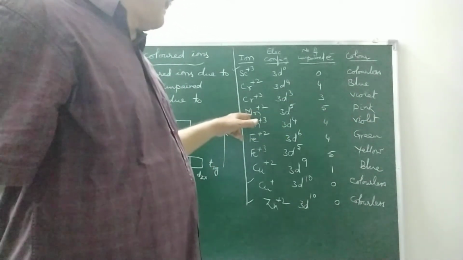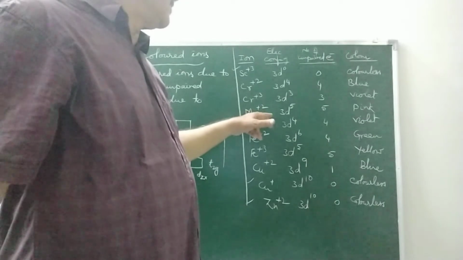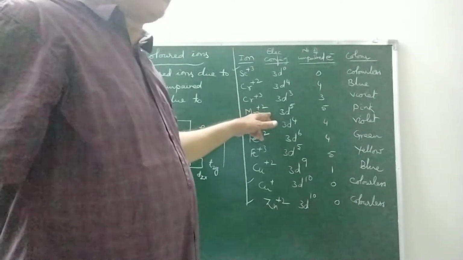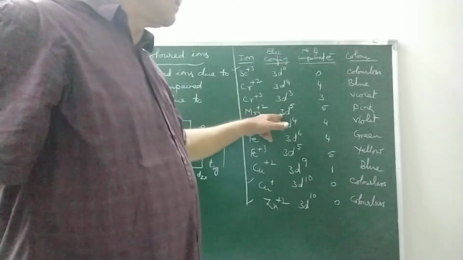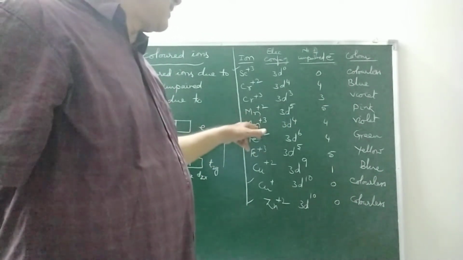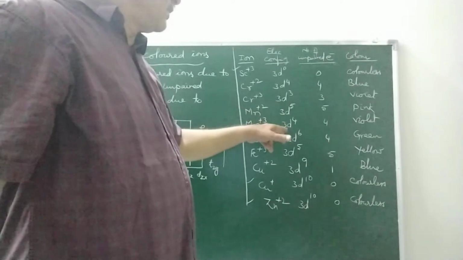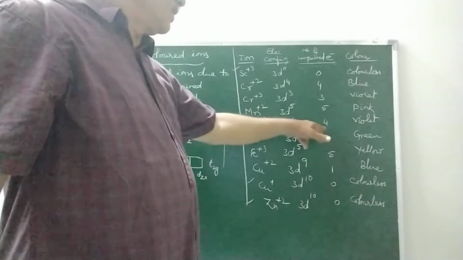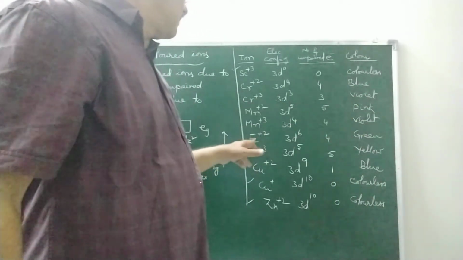In the same way, Mn+2, its electronic configuration is 4s2 3d5. When 2 electrons are removed, it becomes 3d5. 5 unpaired electrons are present. It is pink in color. Mn+3, one more electron is removed. So it is 3d4. So 4 unpaired electrons, violet color.